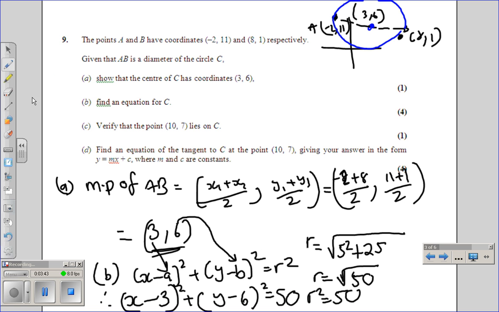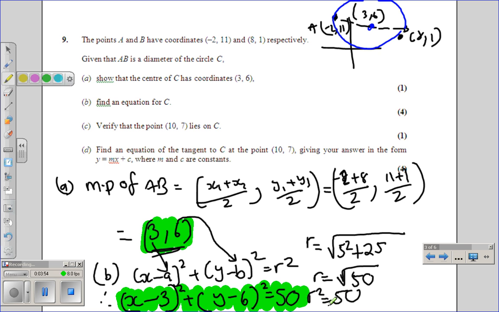And I'll highlight that to make it a bit clearer for you. Ooh, green. That is your final answer. That was the final answer for part A. This is the final answer for part B. You do not go and try and multiply this out. That is the general form of the equation of the circle.